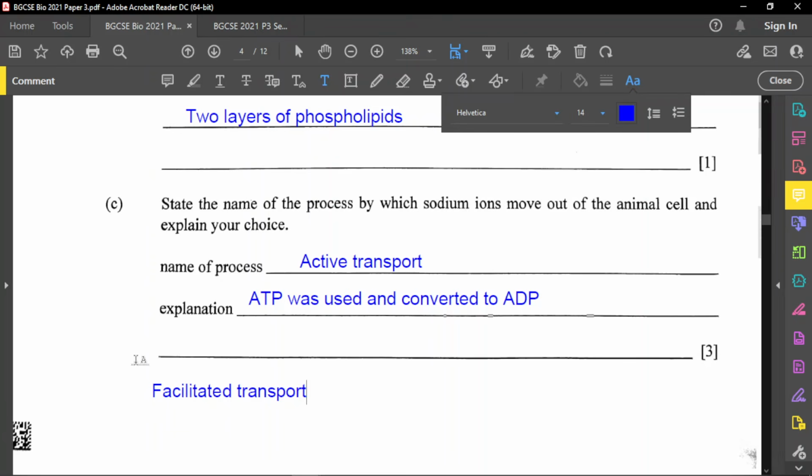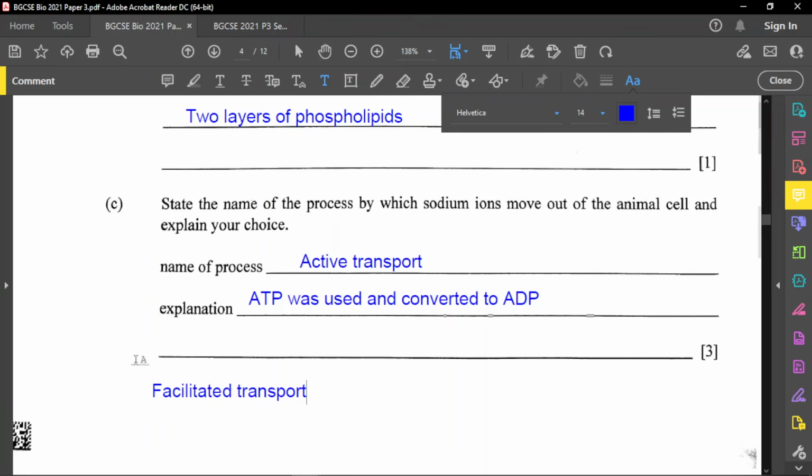And facilitated transport again is a form of diffusion. So you can say facilitated diffusion or facilitated transport. It's similar to the one that is shown in the diagram. The difference is now there's no need for energy. The protein is used to assist the movement of the molecules. Just to make a note of that.